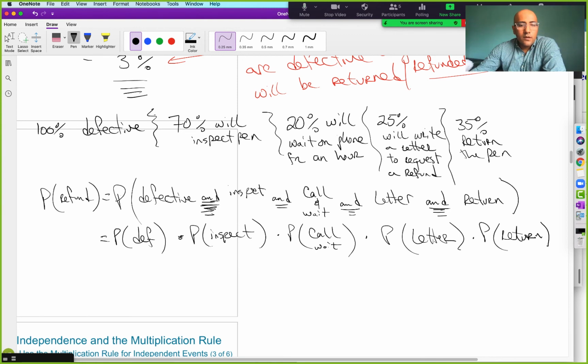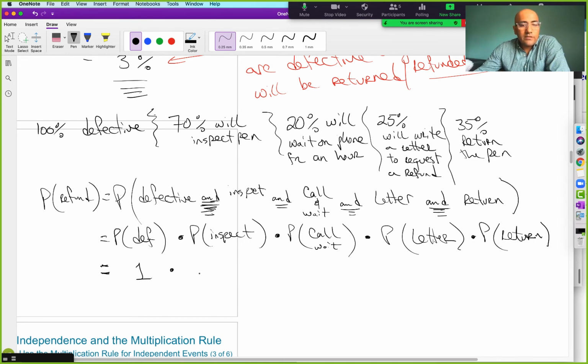Okay, so maybe people can start to think about whether or not we're just assuming that they're all independent events here for the purposes of this. Somebody could fight me on whether they're actually independent or not. Maybe someone that is willing to wait an hour for a phone call might be more likely to write a letter. But just for the purposes of this, let's just assume that these are all independent events. So the probability that you get a defective one, we said that was 100%, right? They're all defective. They're all silly pens.